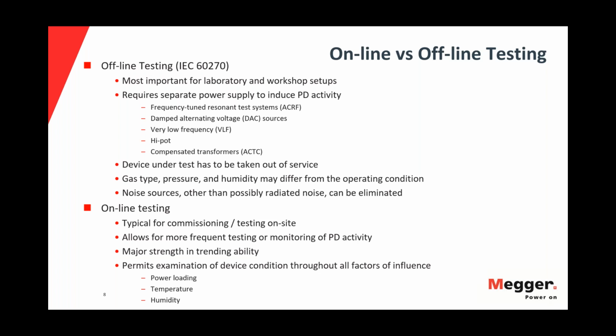So trending ability also is one of the big factors in online. That means you can trend the result for the partial discharge, whether it's increasing or keeping the same level. And then you can also take into consideration the power loading, temperature and humidity changes, and how that changes the PD. For example, whether a transformer at higher load will exhibit more PD or not. For example, that can be realized during online test.